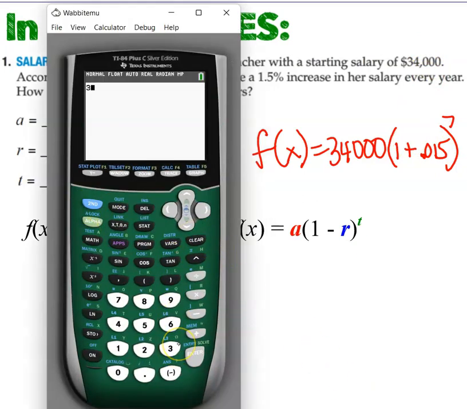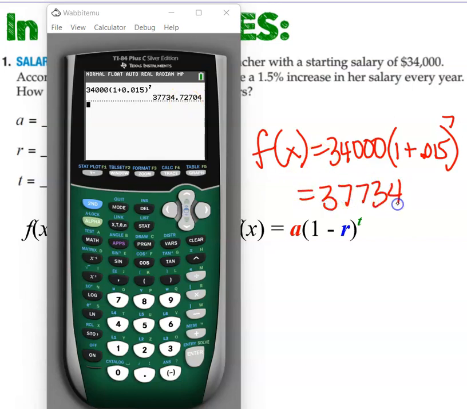So 34,000 parentheses 1 plus 0.015 parentheses raised up to the 7th power. And again, if you get a long decimal, you'll round, since we're talking about money, to the hundredths place. So that's $37,734.73.